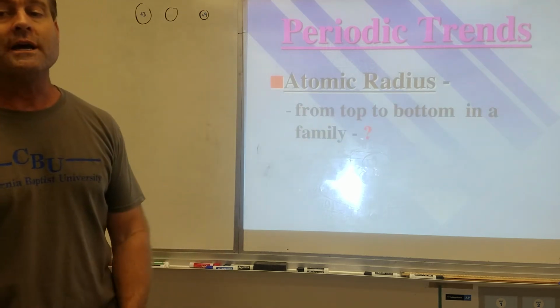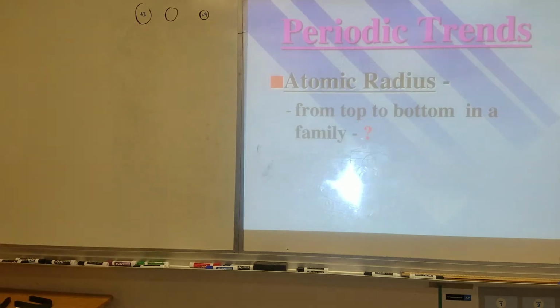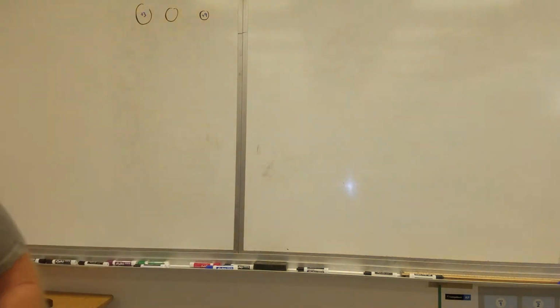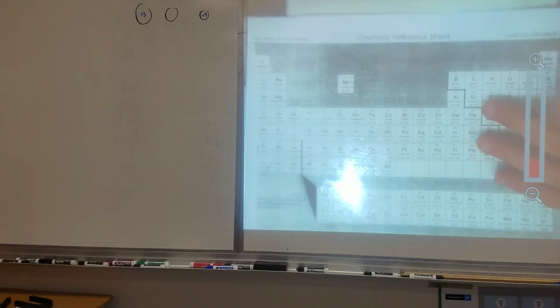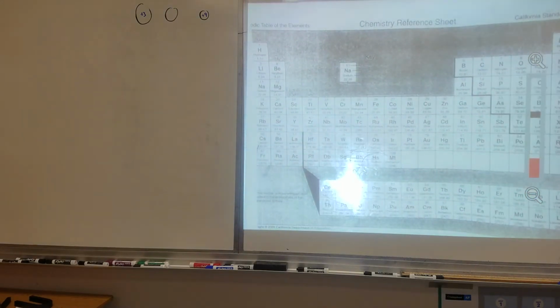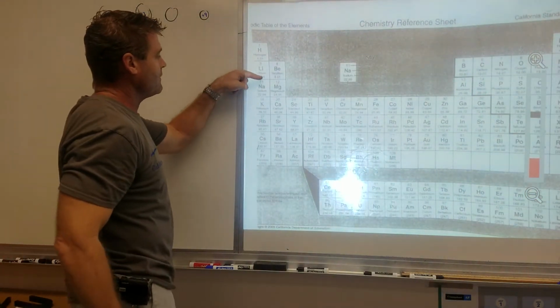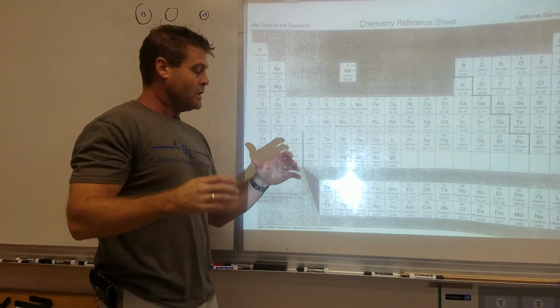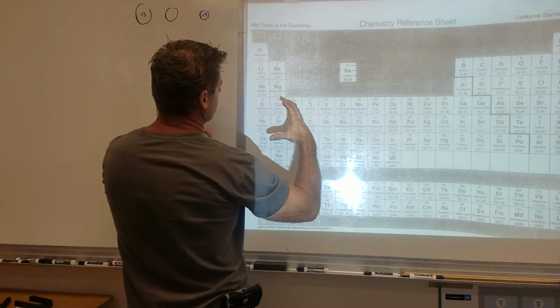But we also want to look at a trend from top to bottom. Okay, so then we would make a prediction. So as we go down, let's just say in a group, we choose a group, or you could call it a family. So in general, what do you guys think? Let's say we're going down the alkali metals, okay? As we go down, what would you guys predict? Do you predict that the atoms would get bigger and bigger?